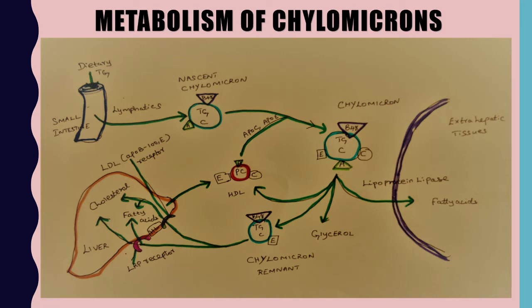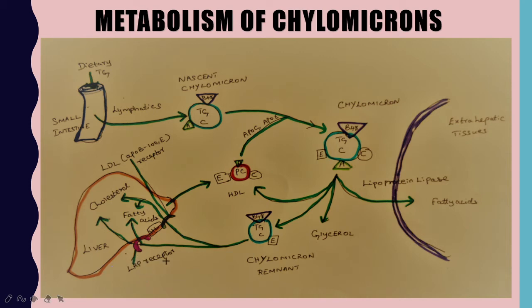Okay. Now, once it is formed into chylomicron remnants, it will enter into the liver for further metabolism. The chylomicron remnants will enter into the liver through two types of receptors. One type of receptor is called the LRP receptor. LRP receptor is nothing but LDL receptor related protein.